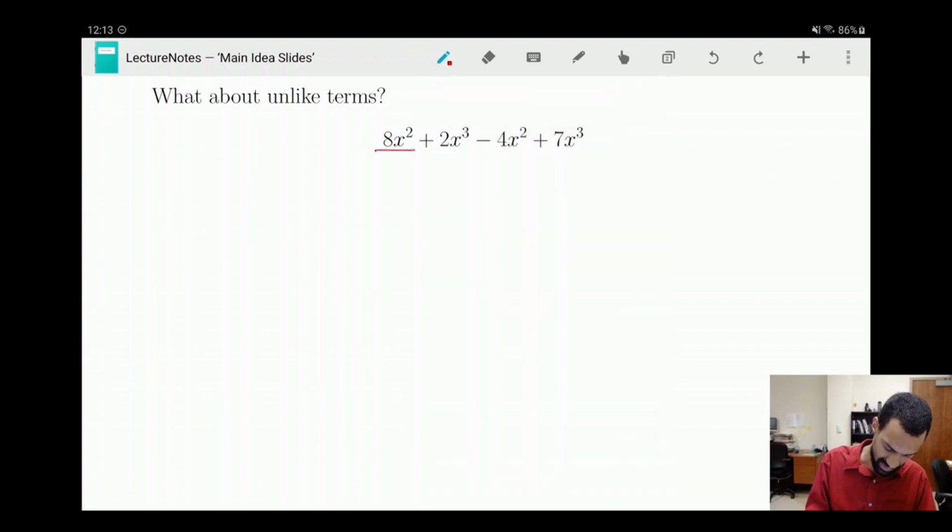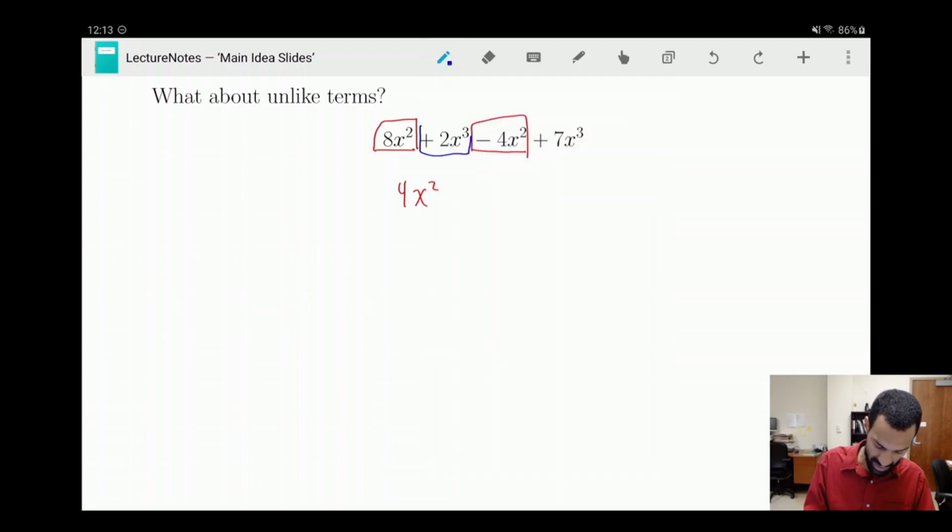Well, 8x squared, negative 4x squared, those are like terms, right? So I'm going to put those two together. 8x squared minus 4x squared is going to be 4x squared, right? They have the same variable structure, so I know those two are alike. I can put them together. 8 minus 4 is 4, so I have 4x squared.